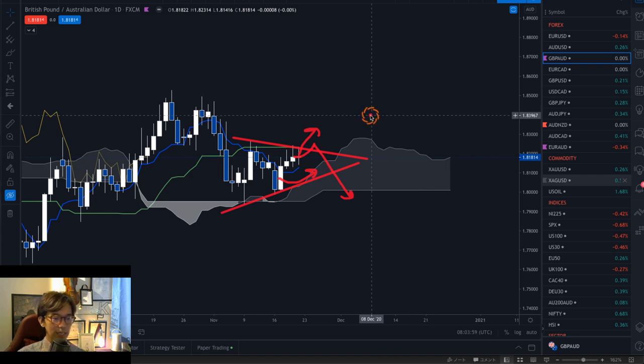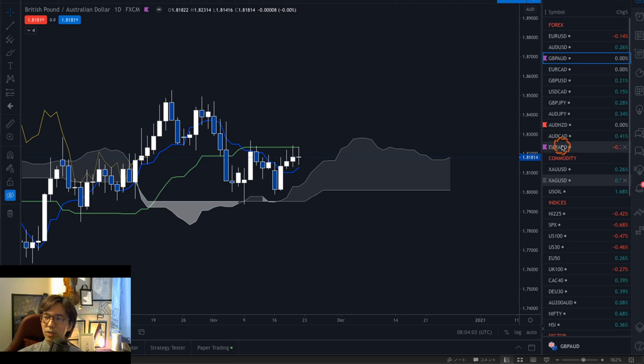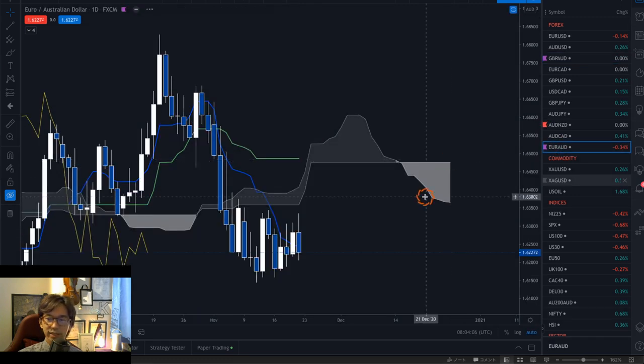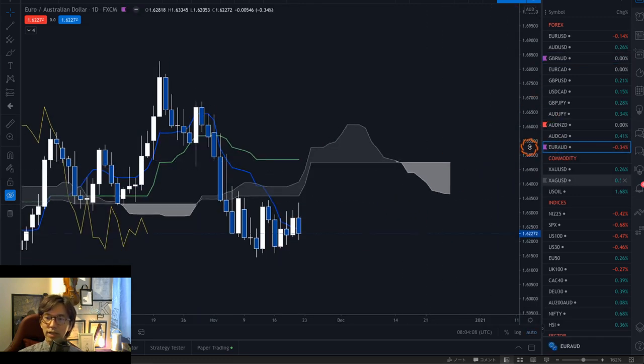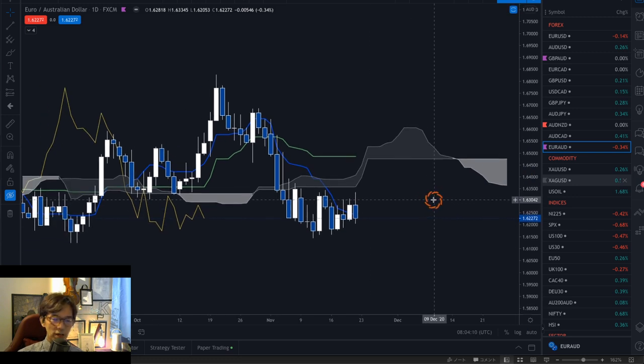So that was one of the examples for today, and let's move on to the next one, Euro AUD daily chart. So here is another example for the P wave structure where you see the highs get lower and the lows get higher and higher like this. So this is another P wave structure. If you simply connect these dots, this becomes like a P wave like this.